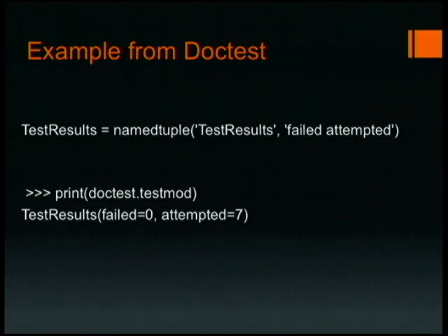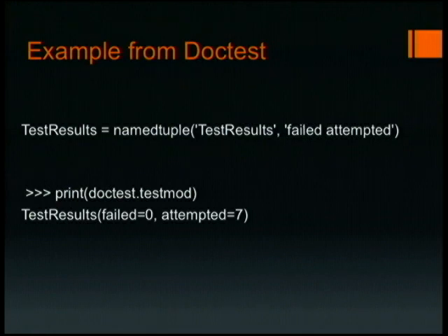So if you were running doctest and you do at the end of your test print doctest.testmod(), you get a nice display to the screen. It says test results, failed equals 0, attempted equals 7. That's easy to interpret. There's a nice repr there. And if you're going to parse those results, you can say result.failed and take some action on it. If result.failed is greater than 0, take some special action.